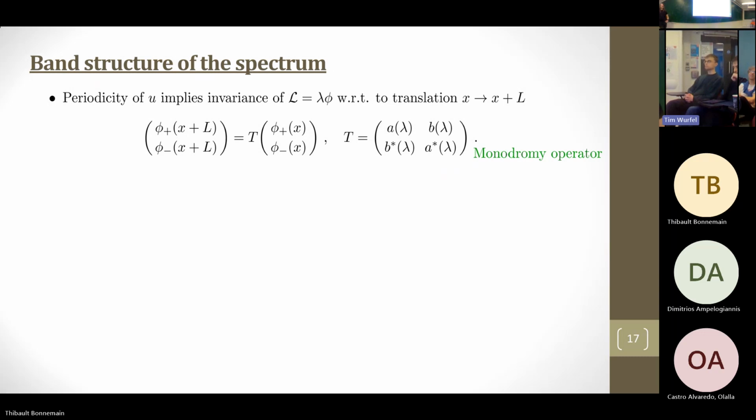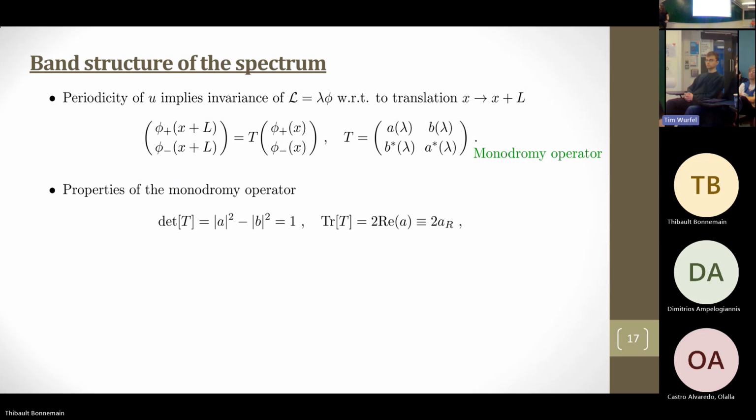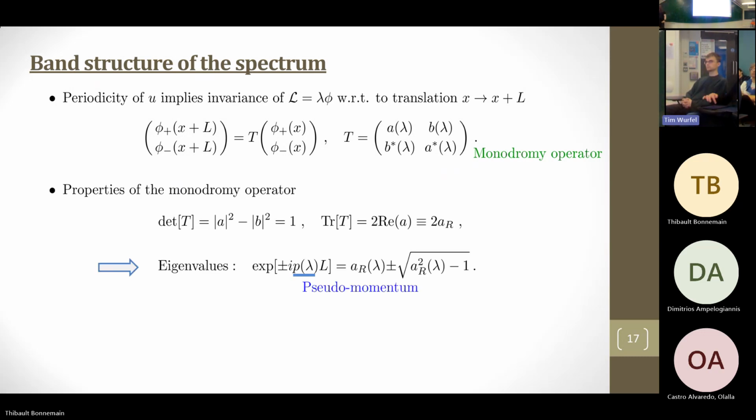Okay. And so this monodromy operator has some nice properties. First, it's unimodular. You can see that because the Wronskian of phi plus and phi minus is a constant. And also because of this A star, you can see that the trace is real. You can use those two relations to write the eigenvalues of T in terms of the real part of the A coefficient.